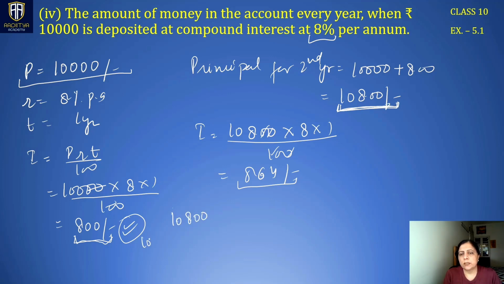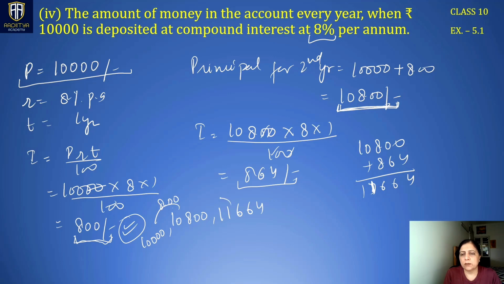Right? It was 10,000 at the beginning of the first year, then 10,800, and then if we add 10,800 and 864 interest, we get 11,664. You can see that the difference between these two terms is 800 and this is 864. So this is not an AP.